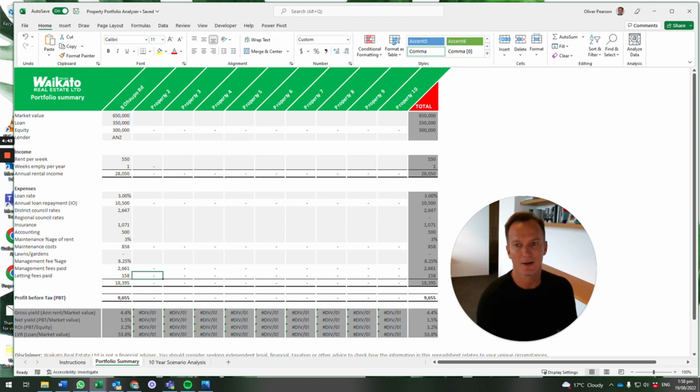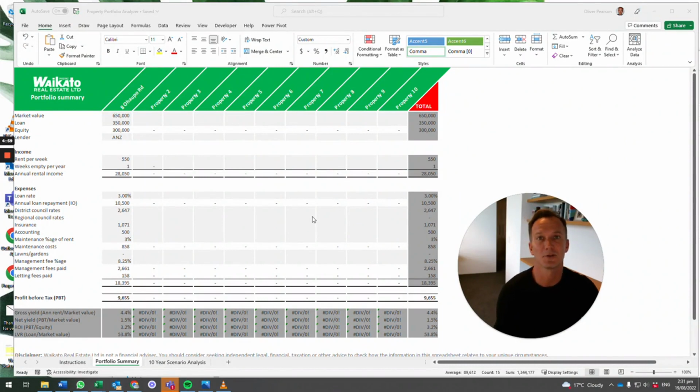Having looked at our whole portfolio of over 1,000 properties, on average, new tenancies are signed up every 4 years. So that means you'll be paying a letting fee on average once every 4 years. So this is reflected in this number here. That's essentially 25% of a letting fee. So that gives us total costs of just over $18,000 and a profit before tax of close to $10,000.